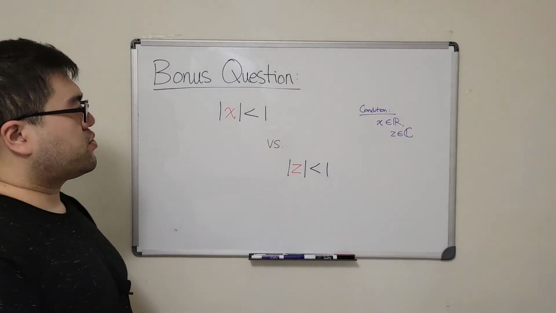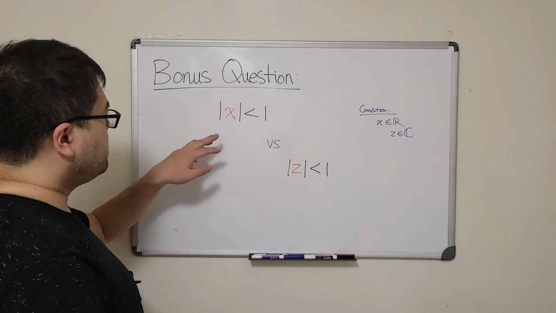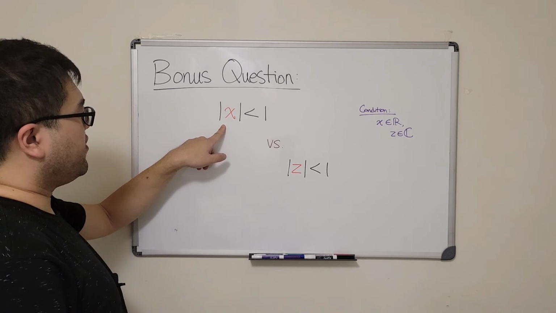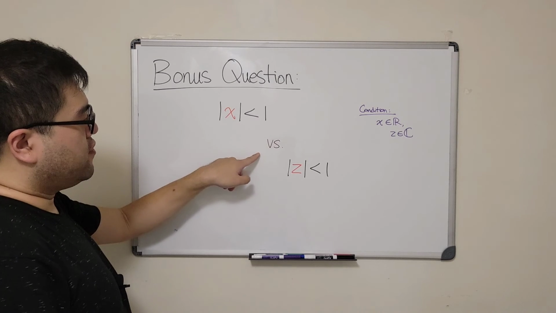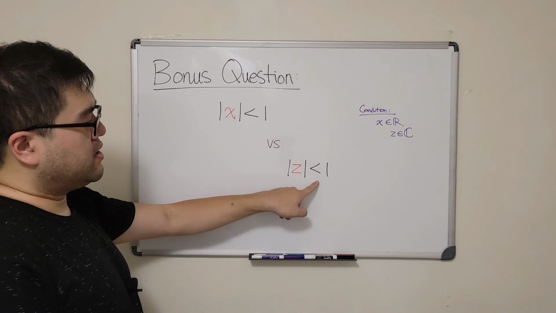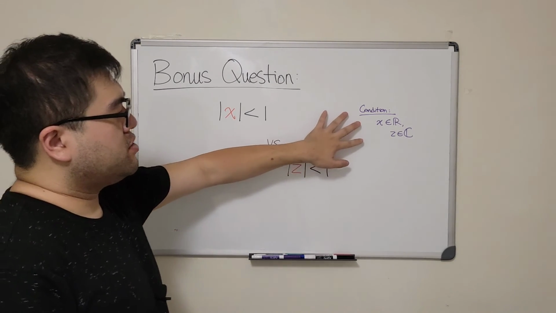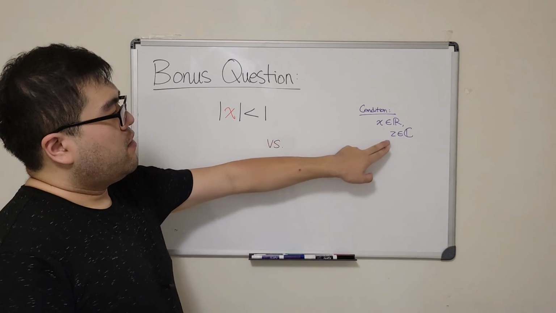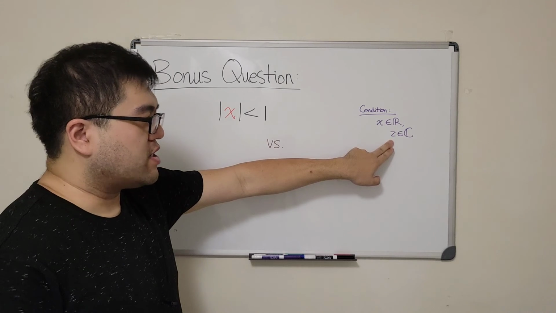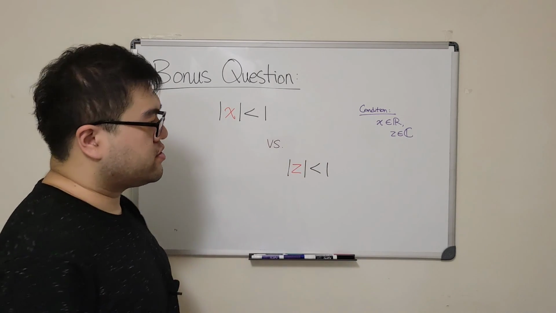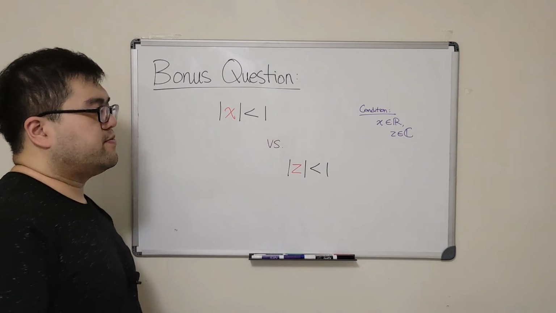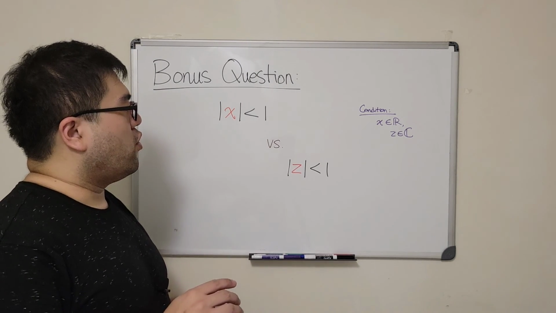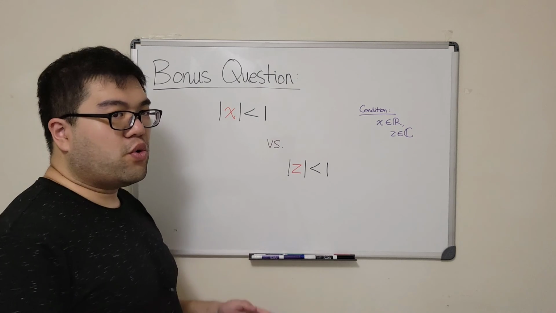So here is the bonus question for you guys. Are these two inequalities the same? We have the absolute value of x is less than 1 versus the absolute value of z is less than 1, where the conditions are x is any real number, but z is any complex number, including non-real numbers. So please leave your comment below if you know the answer, or if you think you know how to do it.